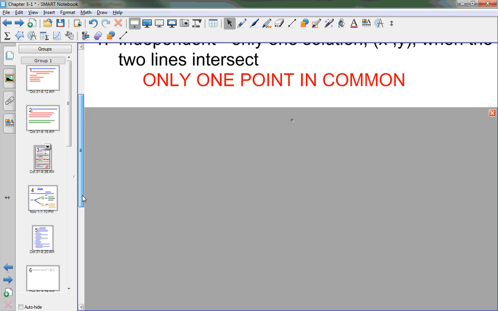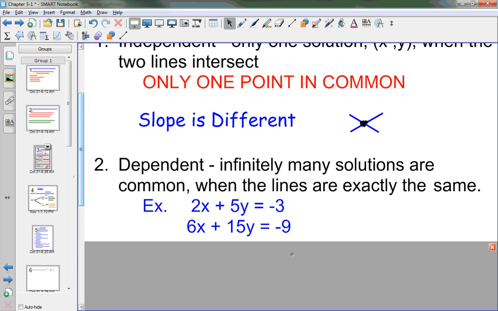Dependent means that you have many points of intersection. The difference between these two is the slope is different if you have one point of intersection. If you have many points of intersection, that means that the points that are common are all of them because the slopes are exactly the same and the y-intercepts are the same.